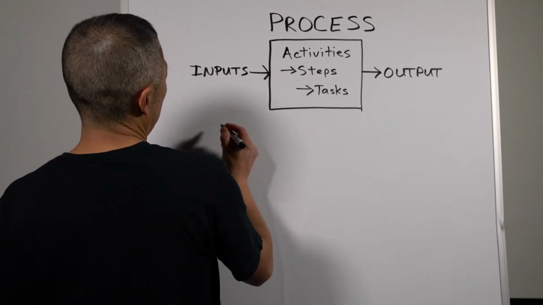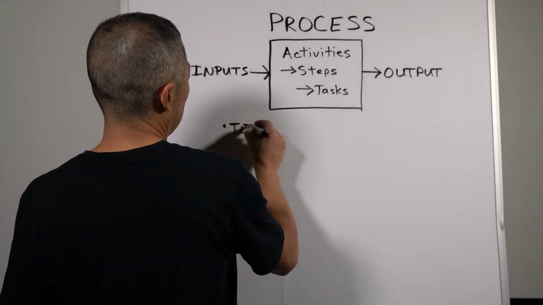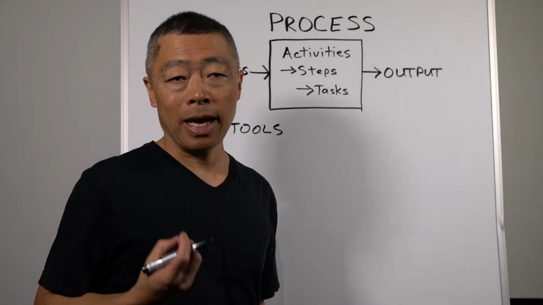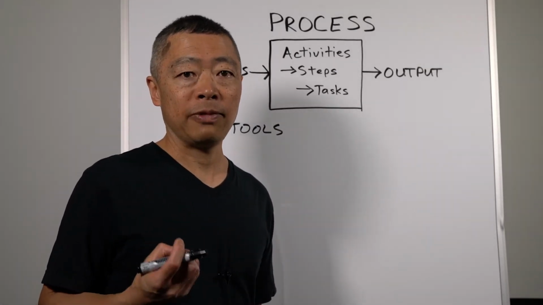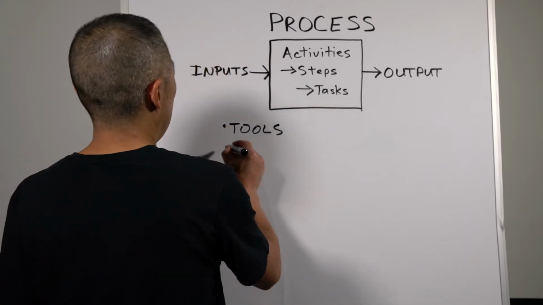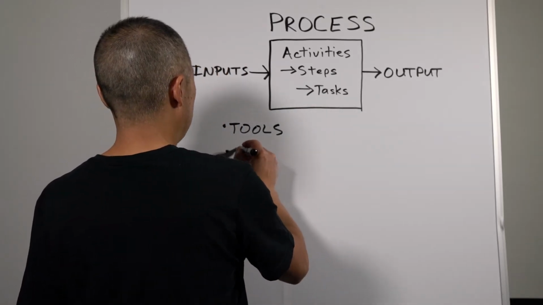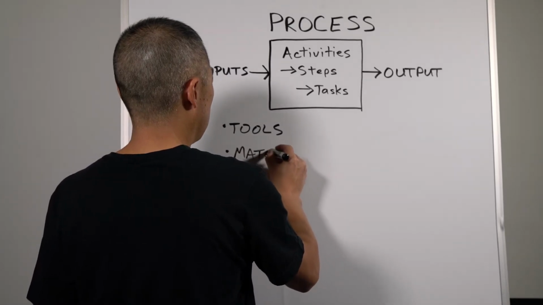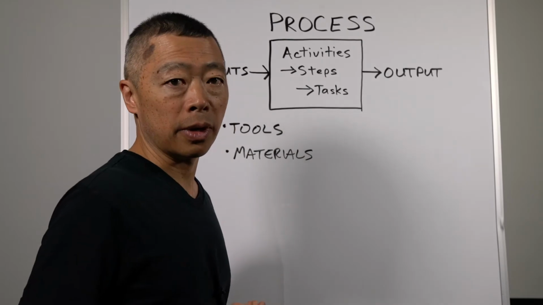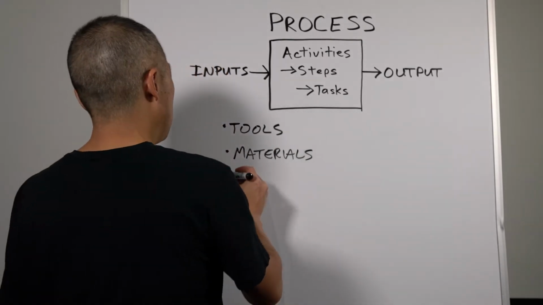Now, what kind of inputs can we have? The first type, tools. These tools can range from something very simple like a hammer all the way to a sophisticated tool like artificial intelligence software. Second type, materials. These materials could be a solid, a liquid, or a gas.